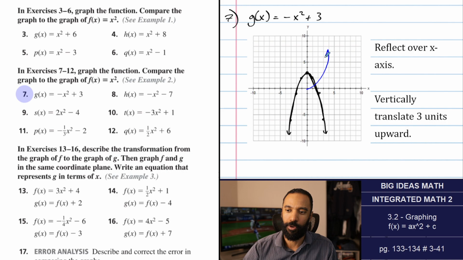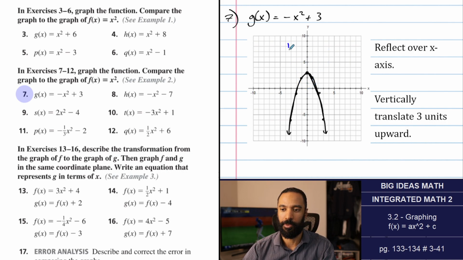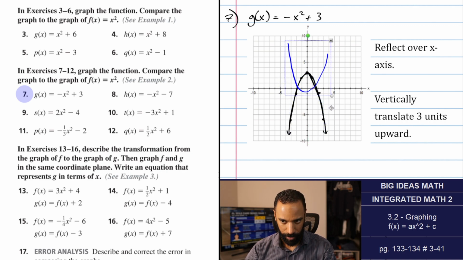Maybe I should do this once, just that f of x thing. Just keep in mind the graph would have originally been like this. Terrible. I'm not going to do the whole thing. So we flip it over, like, boom, right? It flips over, boom, and then it goes 3 units up like that. Okay, so that's the idea.